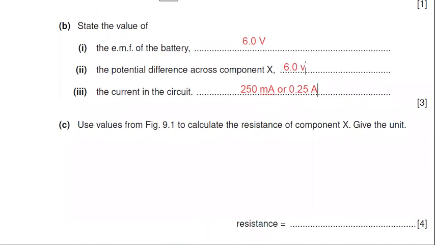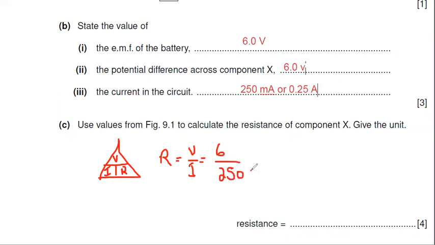Use the values from figure 9.1 to calculate the resistance of the component X. Give the unit. In order to calculate the resistance, we will use Ohm's law. Here is the triangle, V equals I times R. So to get R, we say that R is equal to V over I. The voltage is 6, the current is 250 milliamperes, which is 250 times 10 to the power of -3.